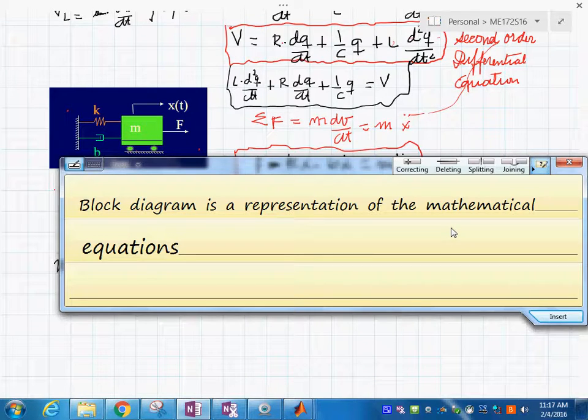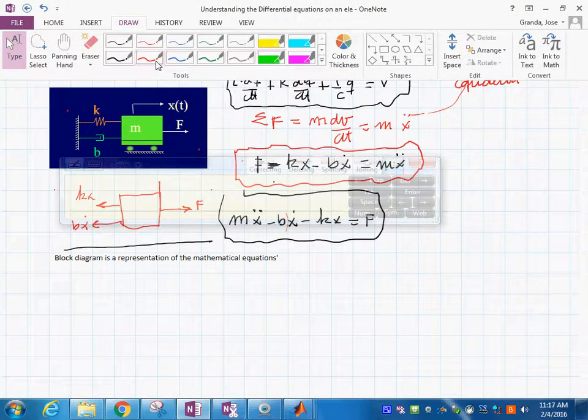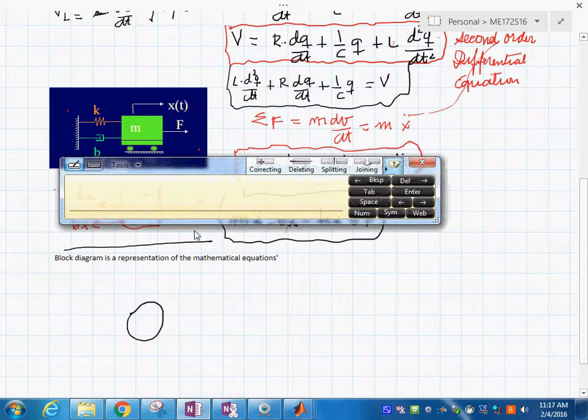Very good. So we need to insert this. A block diagram is a representation of the mathematical equations. If this is true, then what we need to do is to go over here and create a summation here, just like we have it up here, right there.